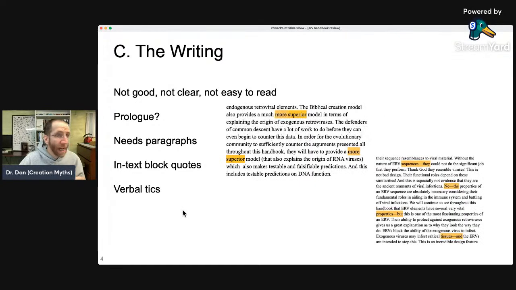Right, let's continue. Next thing, there are a lot of little verbal tics in here, and they're written, but you know what I mean, verbal tics.